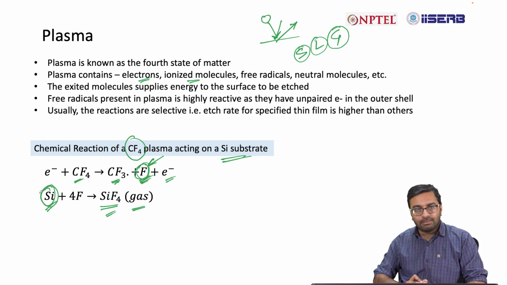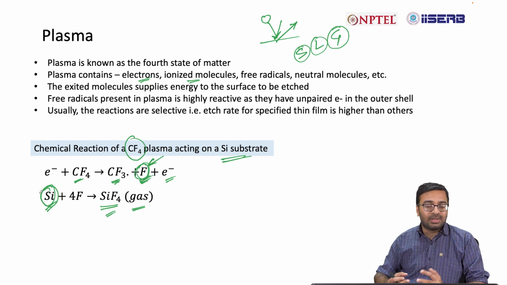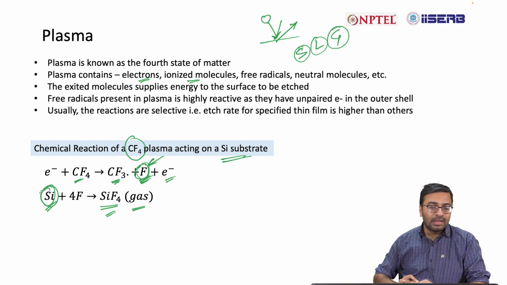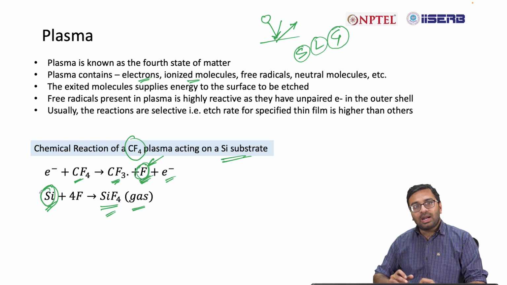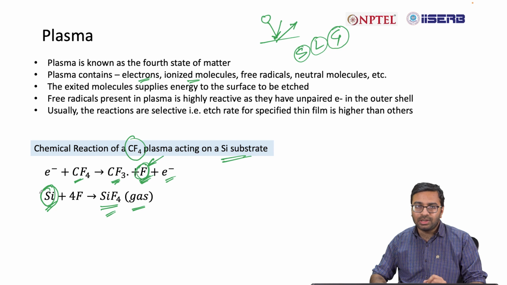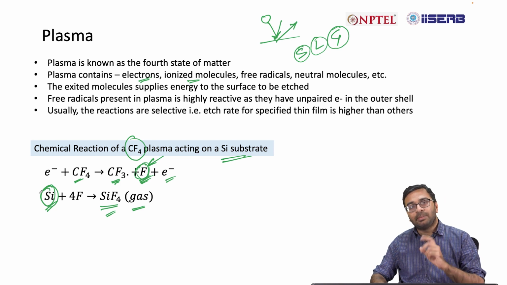So, this is one of the examples. There are many such examples present. So, just to give you an understanding that this plasma or dry etching process can remove materials from various substrates, or it can remove thin film materials from a substrate.